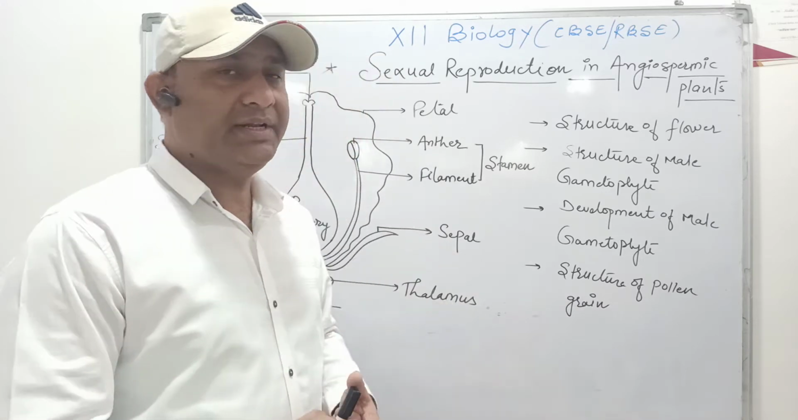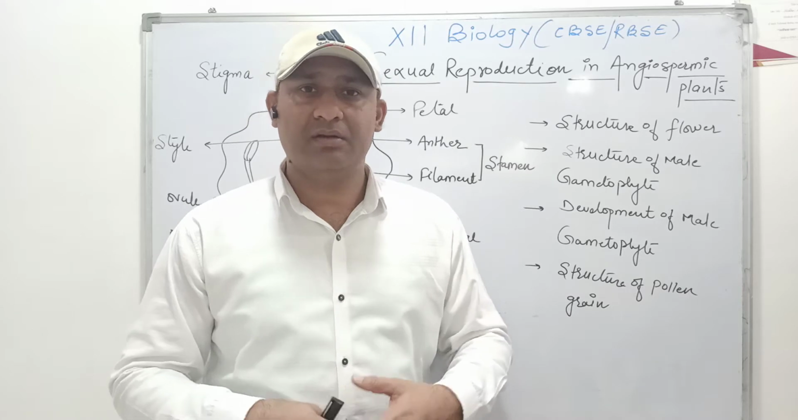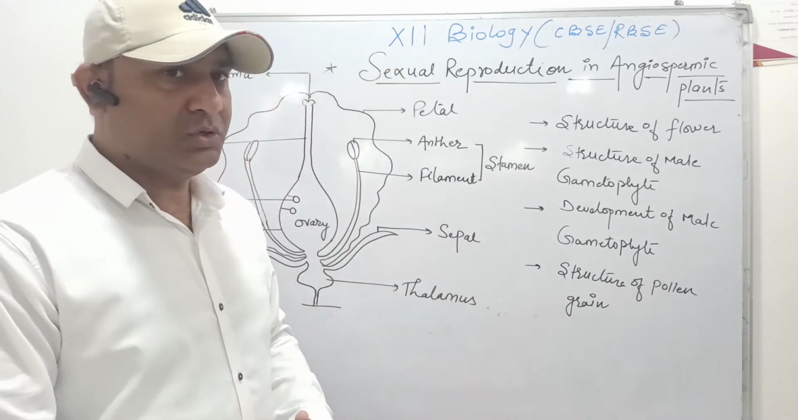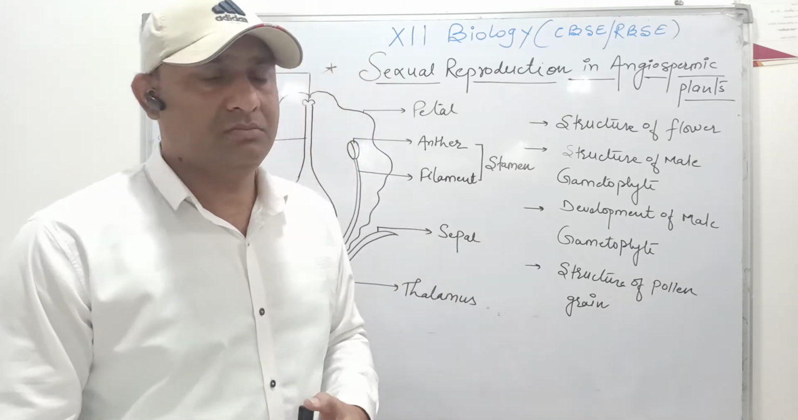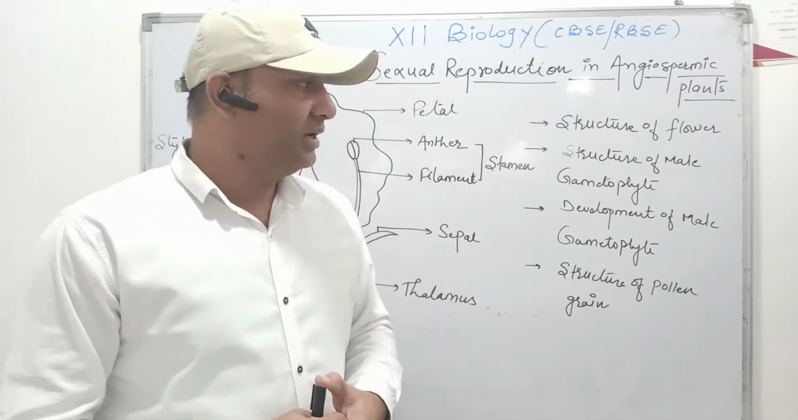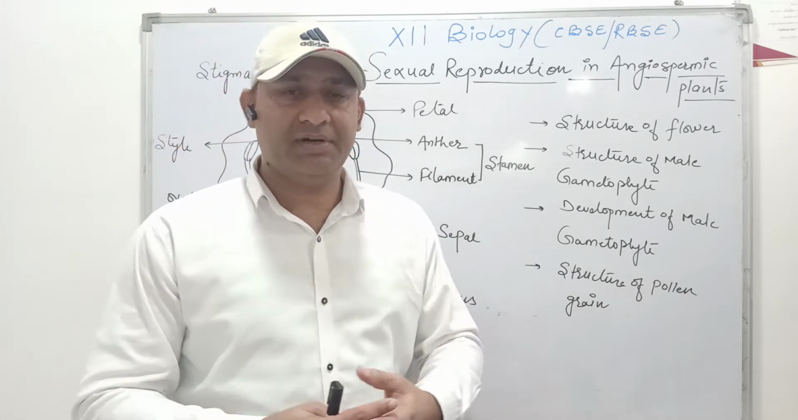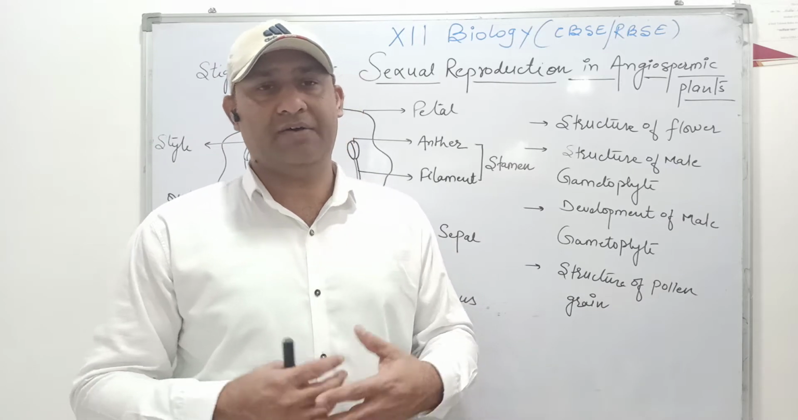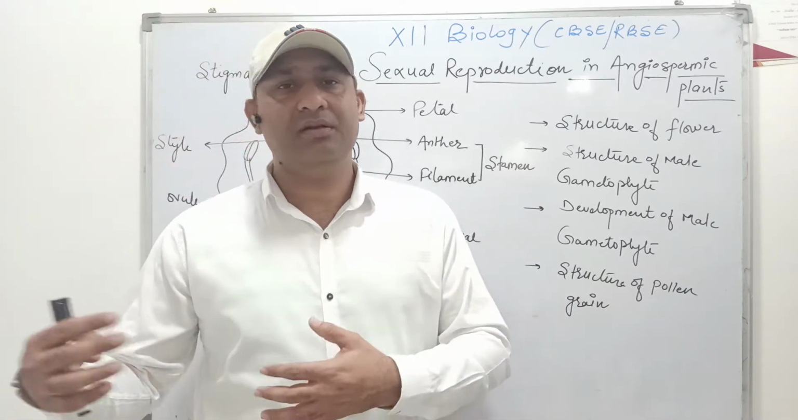After the function of pollen grain, next is the structure of female gametophyte. Development of female gametophyte. After that, the next topic is pollination and its types. After pollination and its types, next is double fertilization. After double fertilization, next is development of embryo. After development of embryo, then development of seed and then fruit.